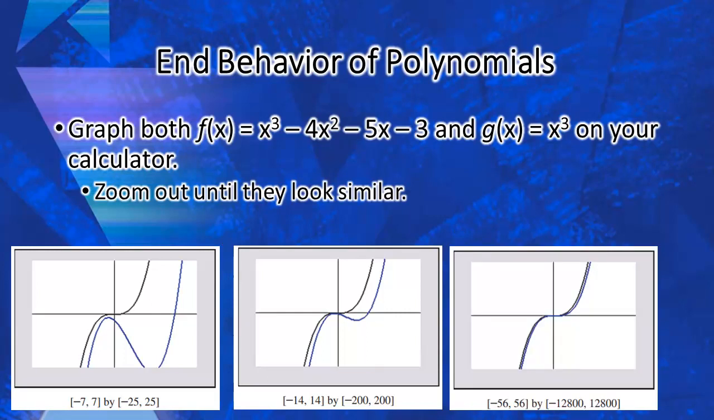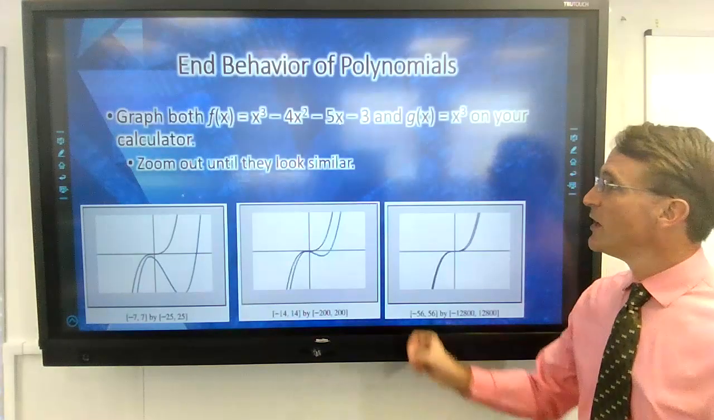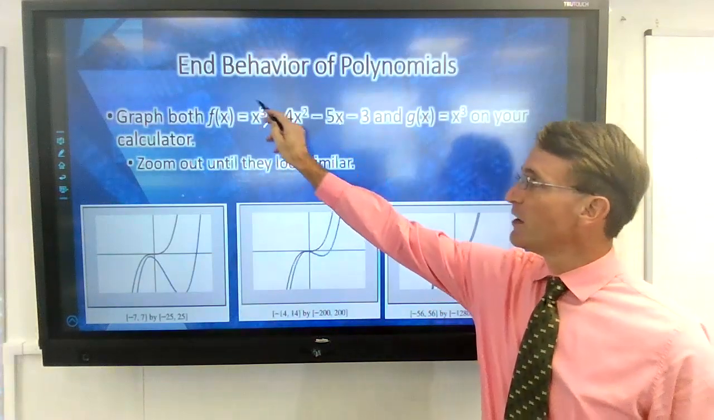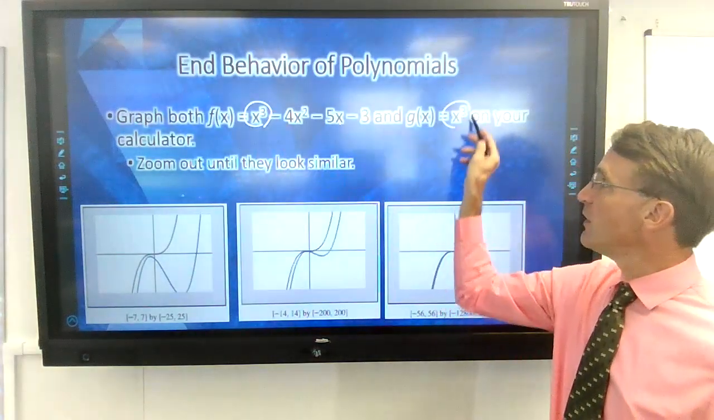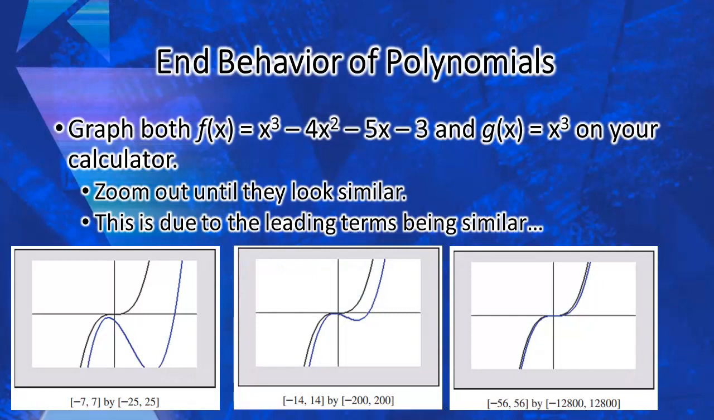Here on this third graph, you can see that my two graphs look very, very close to being the same thing. Now, what this indicates is that my leading term, that of x cubed, and here of x cubed, have a lot to do with the way the graph looks.